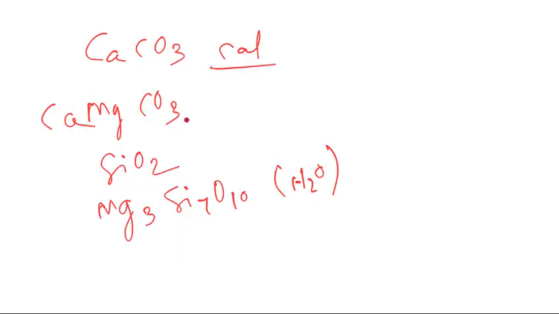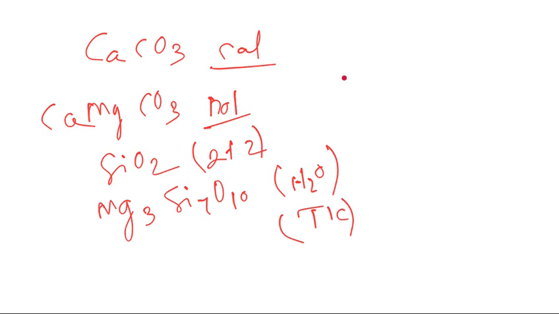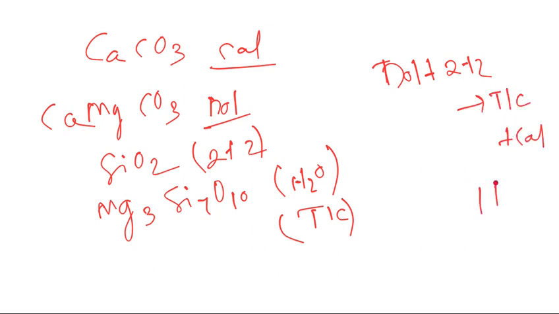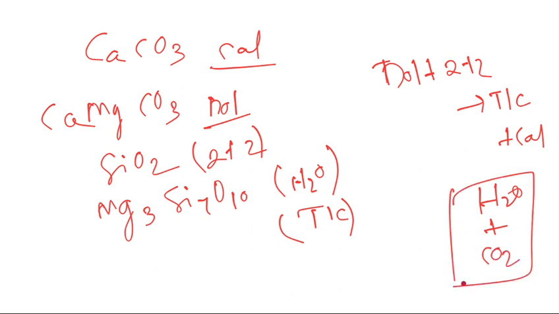So basically, this is calcite, this is your dolomite, this is your quartz, and this is your talc. So you have the reaction dolomite plus quartz is equal to talc plus calcite. As H2O and CO2 are in the mobile phase, they are not considered as a phase or a component.